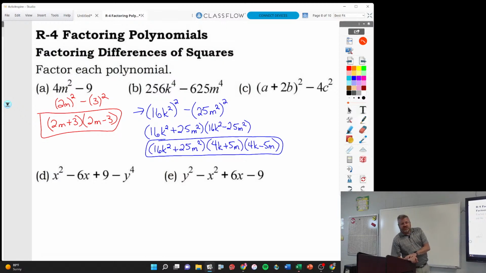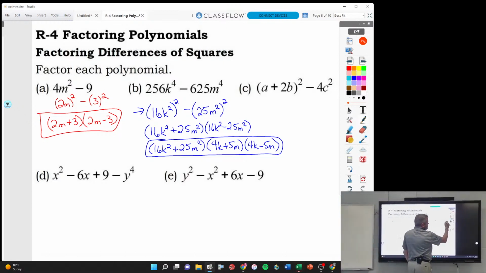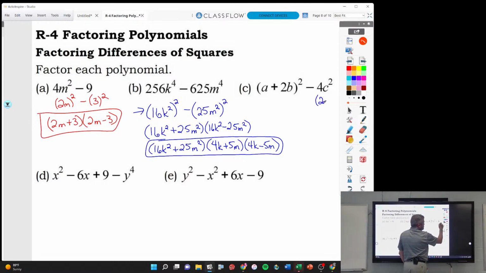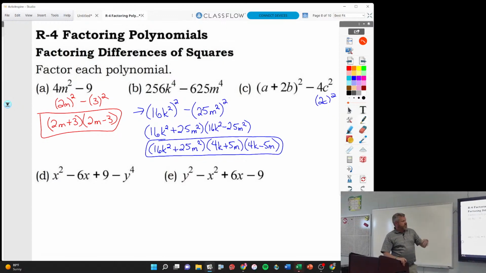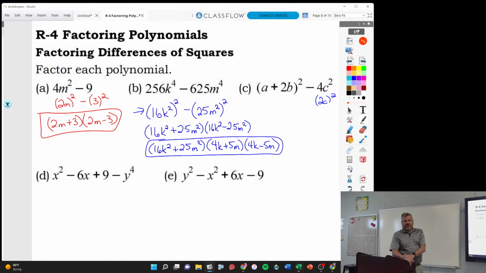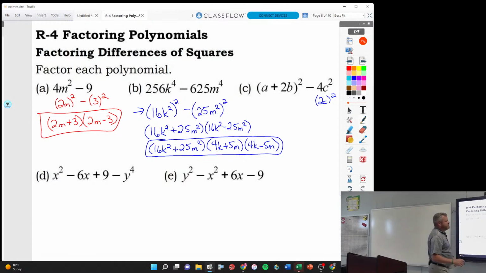Part C looks ugly. Notice I have an a plus 2b that's squared, and also notice I have a 4c squared. Well, 4c squared comes from 2c squared. So 4c squared is a perfect square, and obviously a plus 2b is a perfect square. And we're subtracting, so this is in fact a difference of squares.